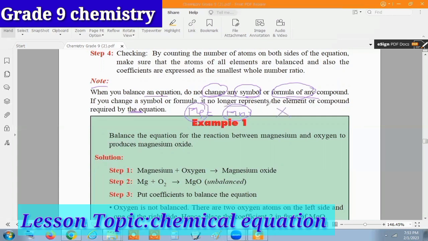Okay? It no longer represents the elements or the compounds which are required in the equation. This means simply we have to use the correct symbols or formulas.